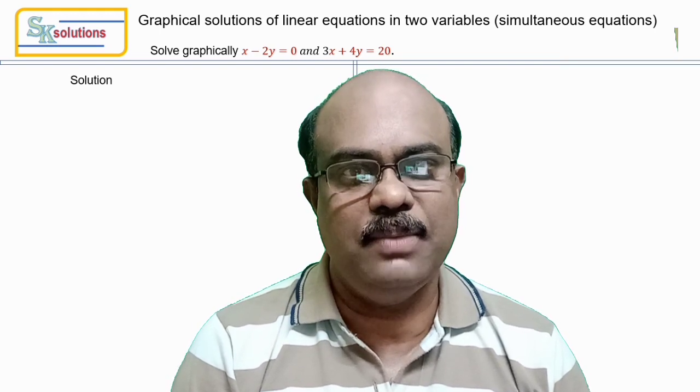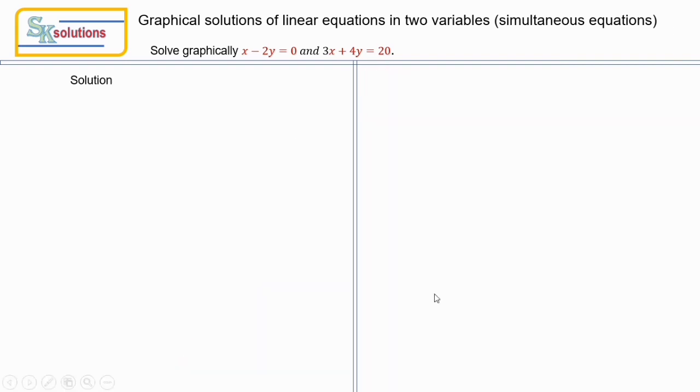Let us take up some examples. Solve graphically x minus 2y is equal to 0 and 3x plus 4y is equal to 20. Let's see how this is done. The first equation is x minus 2y is equal to 0, that is x is equal to 2y, taking 2y on the other side. That will give you y is equal to x divided by 2.